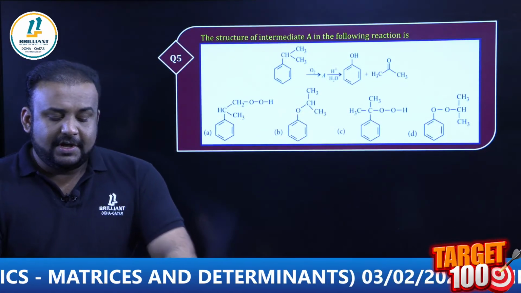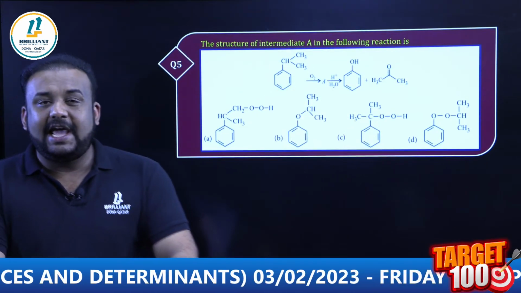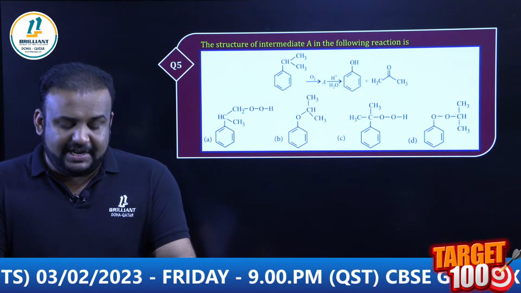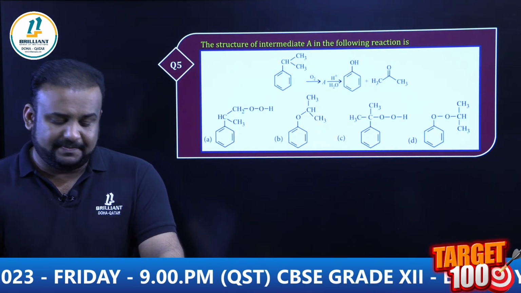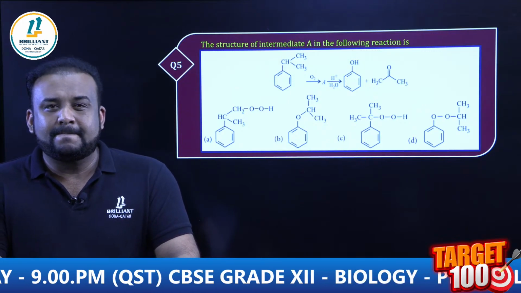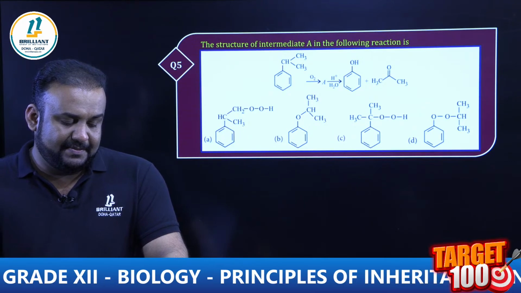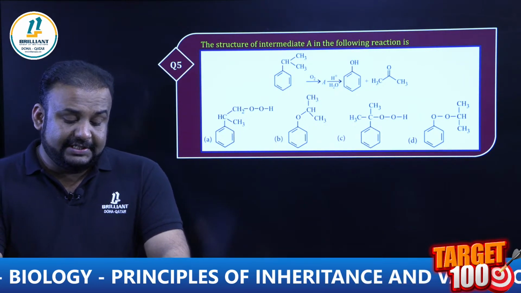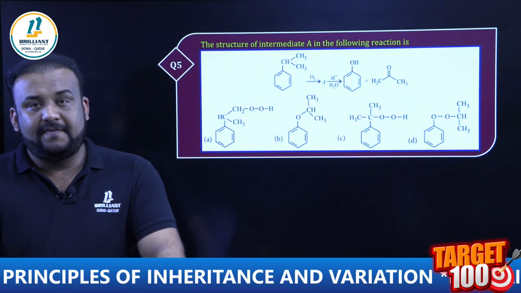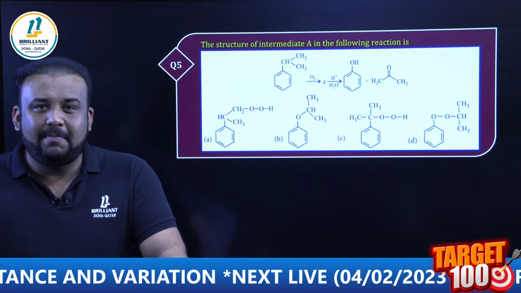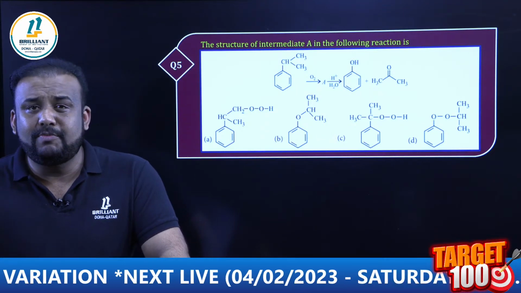Next question. The structure of intermediate A in the following reaction is, I think you might have already recognized this reaction. Yes, tell me, which reaction is this? Yes, very good. This is preparation of phenol from cumene. What is cumene? Isopropyl benzene is what is called as cumene.